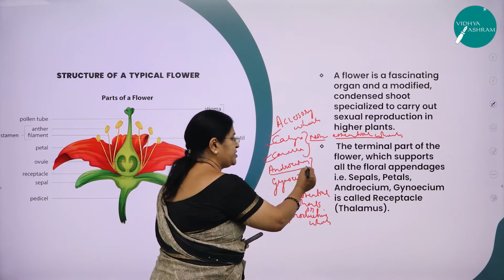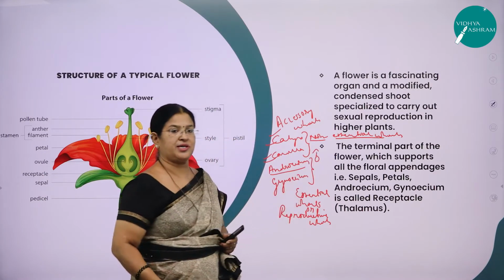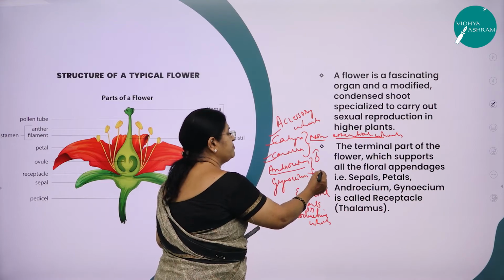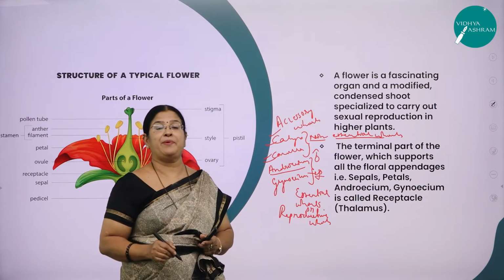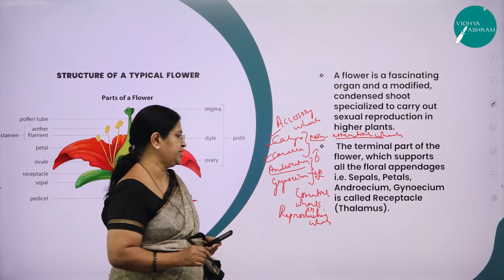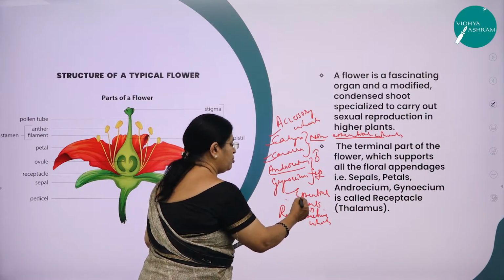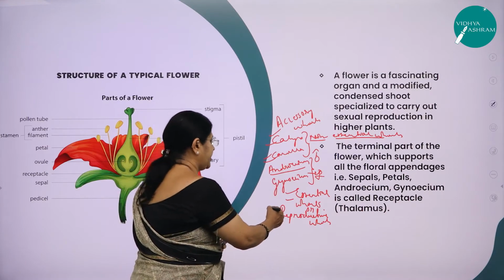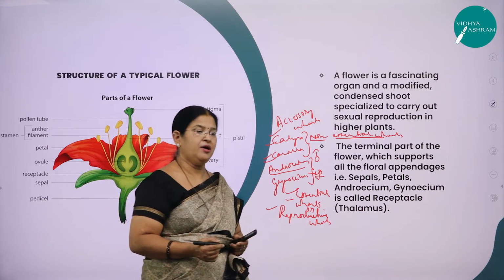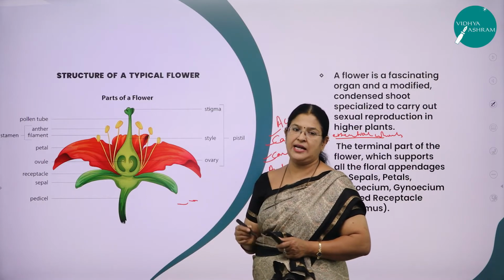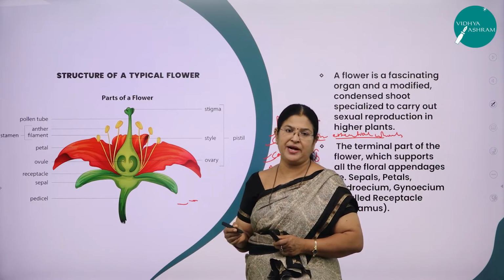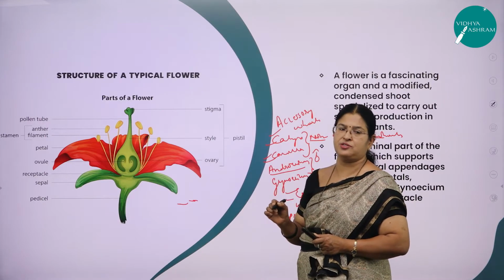Whereas androecium, which is the male reproductive structure of a flower, and gynoecium, which is the female reproductive structure of a flower, directly take part in the process of sexual reproduction. Hence the name essential whorls, or reproductive whorls. Hope I am clear with this concept of a flower. What are the four whorls of a flower? Calyx, corolla, androecium and gynoecium are the four whorls of a flower.